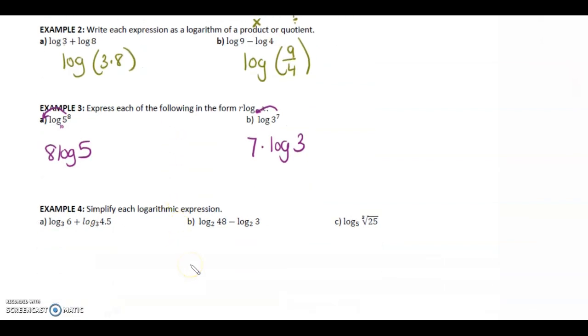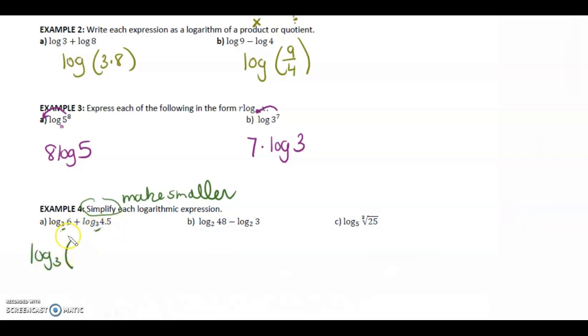Right. Example 4, simplify each logarithmic expression. So simplify means make smaller. So this time you have to look back to the laws of logarithms, and you have to choose which one we're going to use. Okay, so log base 3 of 6 plus log base 3 of 4.5. Both of these have the same base, so that's beautiful. We can work with it.